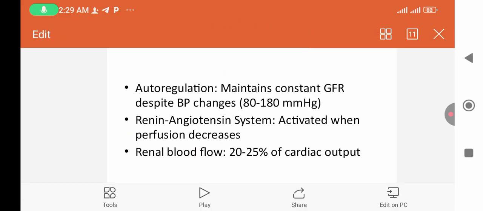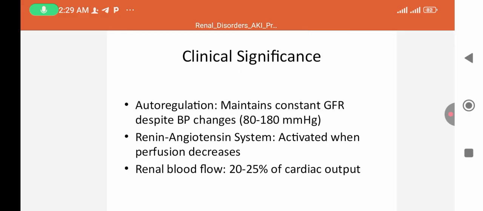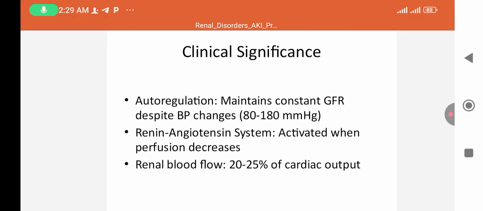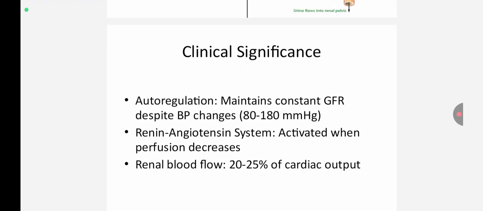Now we're looking at the clinical significance of this whole vasculature. Number one is autoregulation. There's constant autoregulation of the glomerular filtration rate, irrespective of changes in blood pressure, by certain substances secreted by the kidney.